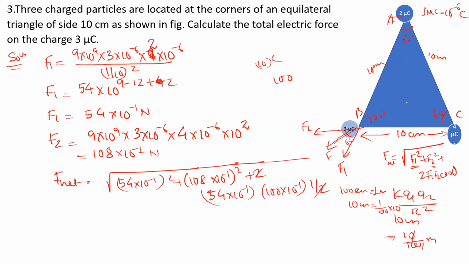cancel this 2. And from here, if you see, what are the things that you can take common? 54 into 10 to the power minus 1. You can take 54 into 10 to the power minus 1 whole square common. From this you will have here 1. Here if you take out 54, it will be how much times? I think it's 4 times, right? You can calculate it and see.